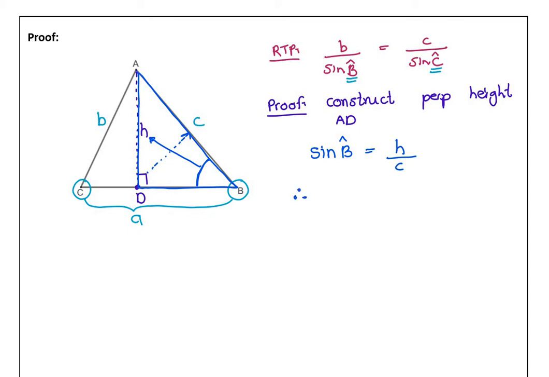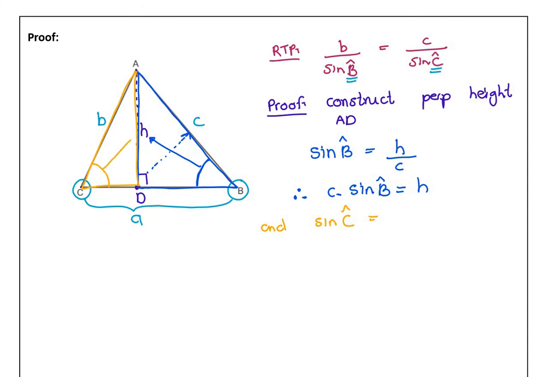Now if I multiply by C on both sides, I get C times sine of angle B is equal to H. Now that's not the only right angle triangle that we've created with this perpendicular height. We have triangle ACD. So if we look in that triangle at the value of sine angle C, because it's right angled, you can use normal trig.